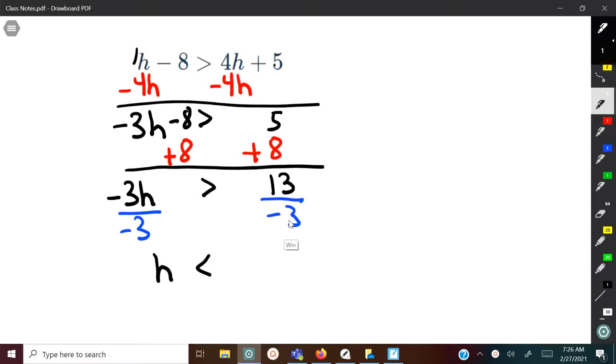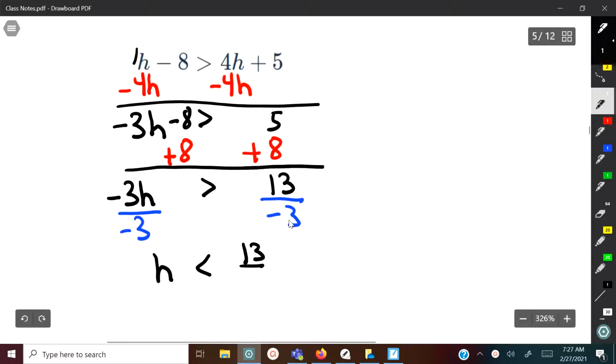It doesn't go evenly, so you look to see if you can simplify it. Look to see if there's a number that can go into both the numerator and denominator. If there's not, then it's already in its simplest form, and we bring down 13 over negative 3. And you just make the whole thing negative. And that's my answer.